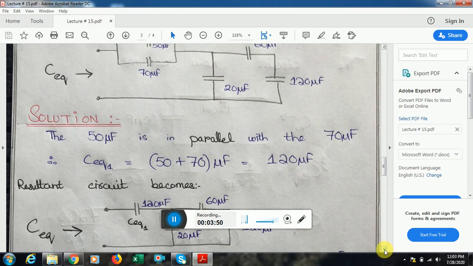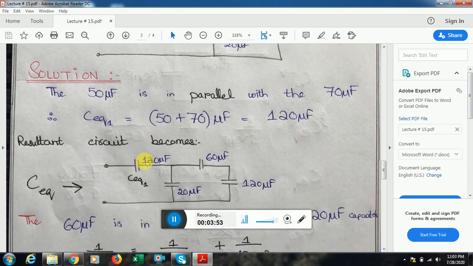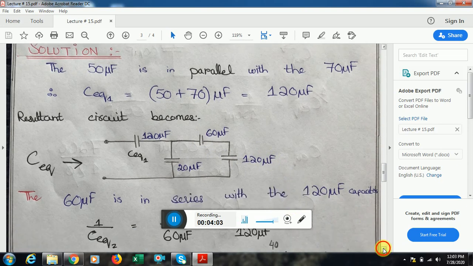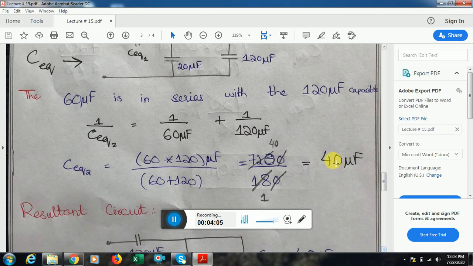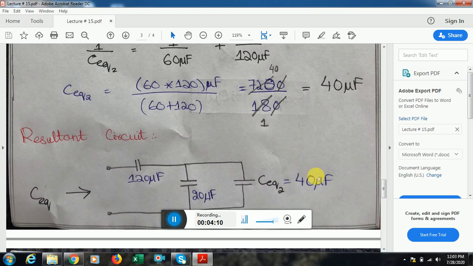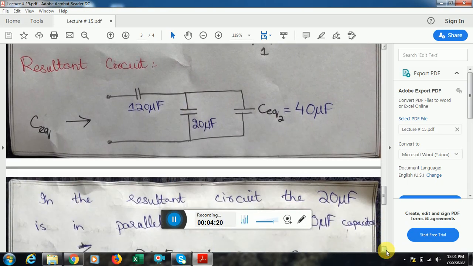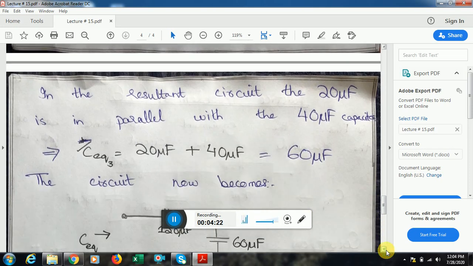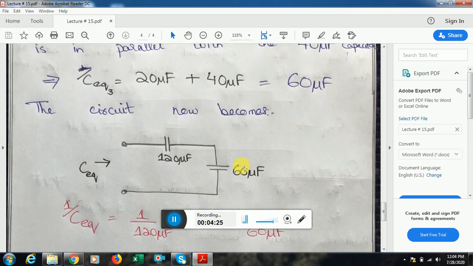Now I replace the parallel combination by the equivalent capacitance I just found, 120 microfarad, and this is what the network is. Now we take the series combination of the 60 microfarad and 120 microfarad, which comes up to 40 microfarad. The resultant circuit after integrating this 40 microfarad is this. Now you can see that this C equivalent 2, which is 40 microfarad, is in parallel to this 20 microfarad. Taking the parallel equivalent, which is the sum of these two, gives 60 microfarad, and now I'll replace the two parallel capacitors by 60 microfarad.